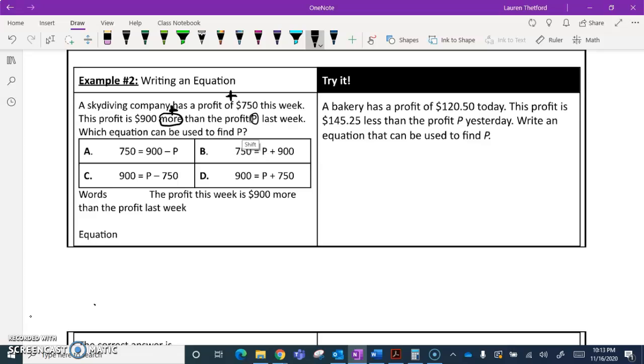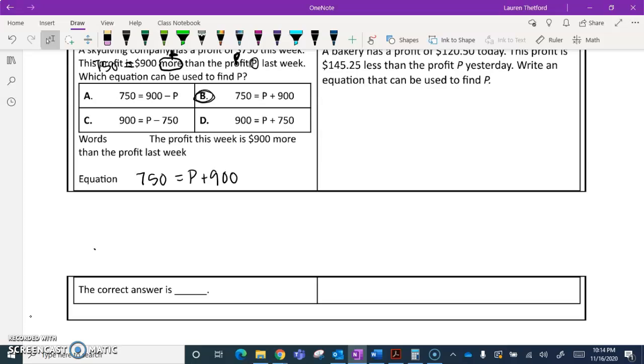Then the profit of last week, which was P, is what we're calling profit. So we're going to look for an equation that is $900 more than P. So that means 900 plus P. So we are going to use equals because 750 is, which is what equals means. So this profit, which was 750, is $900 more than P. So P plus 900. So our equation is 750 equals P plus 900.